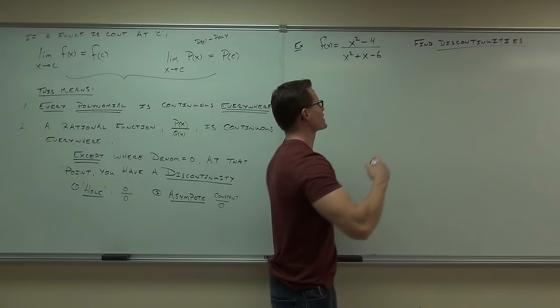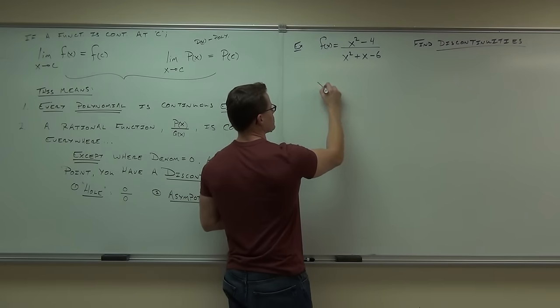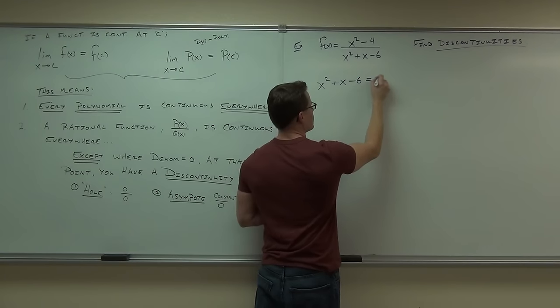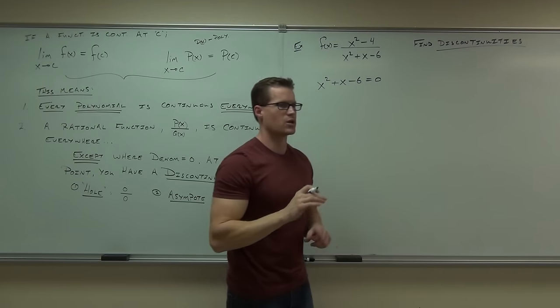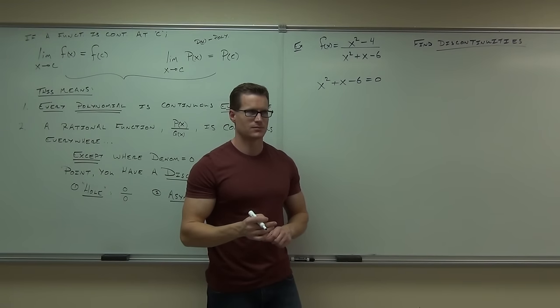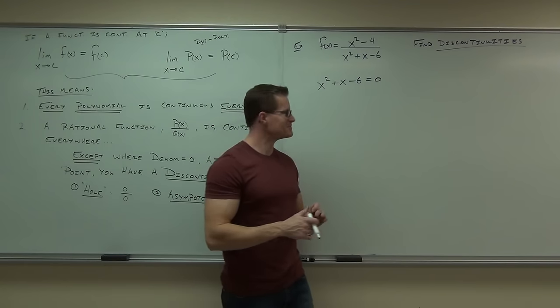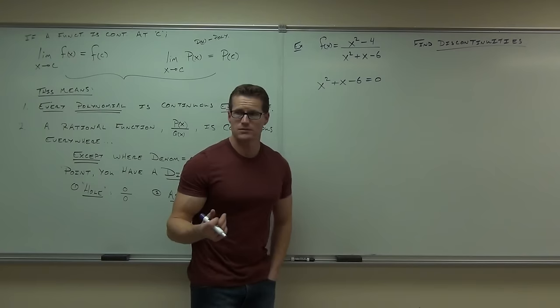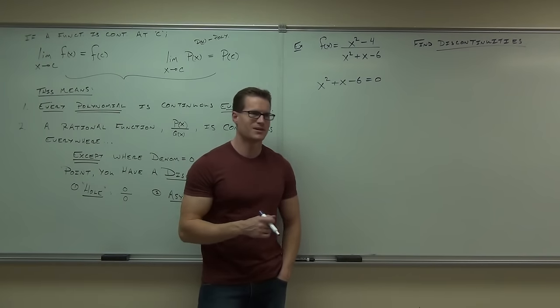So if we set our denominator equal to zero, what that's going to tell you is where you are not continuous. The points at which you are not continuous. How about that? It's better English. Can you factor that? Jeez, I sure hope so. I really do.